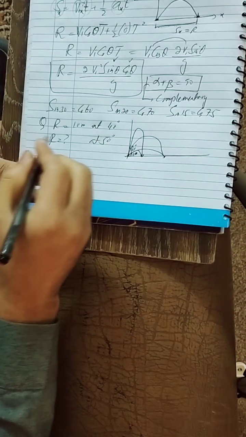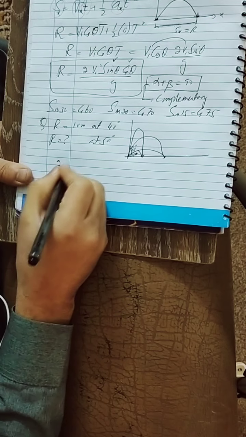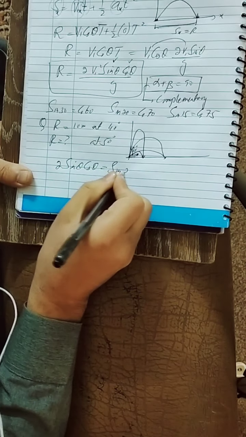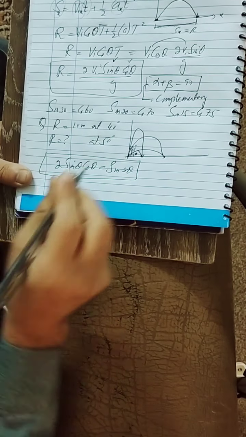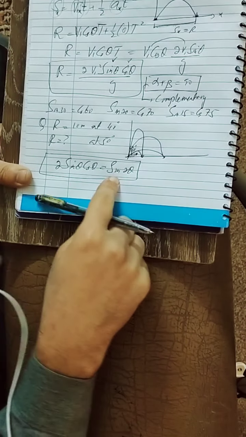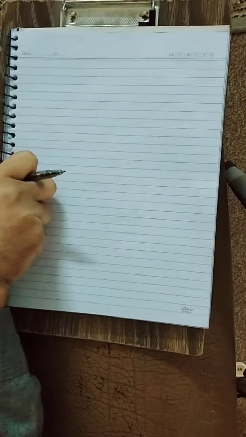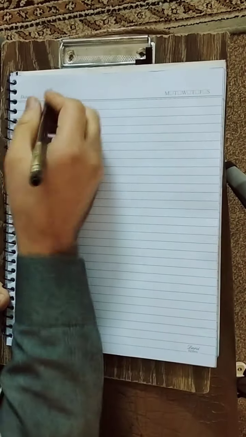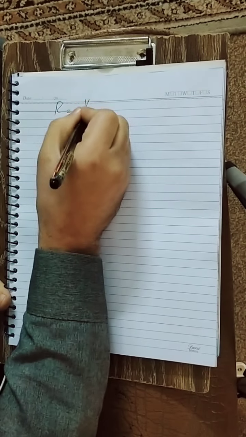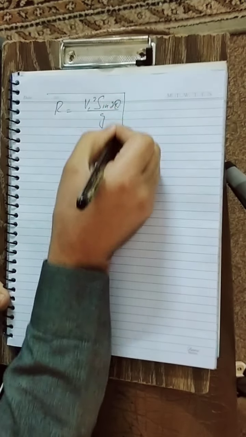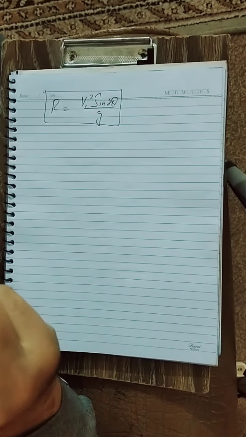So we have another formula in mathematics: 2 sine theta cos theta is equal to sine 2 theta. This is another formula from first year mathematics. So putting this formula in this equation, we get another equation for the range, that is R is equal to v i square sine 2 theta divided by g. This is the equation for the range.